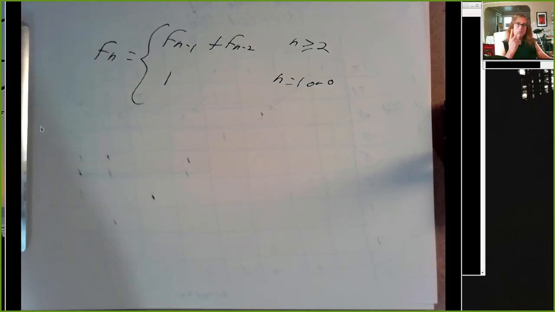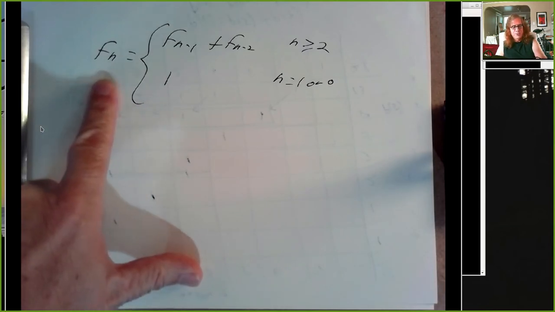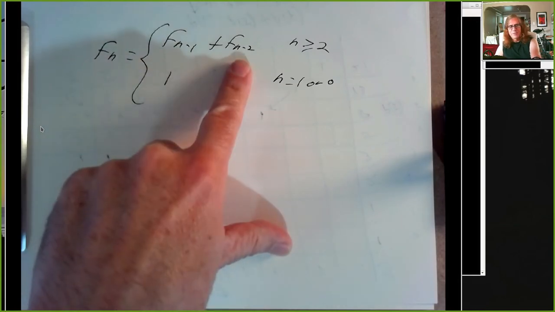So here we have two base cases. We have to define f of 0 and f of 1, but once we've done that, we can find f of 2. It's just f of 1 plus f of 0. F of 10 is f of 9 plus f of 8.